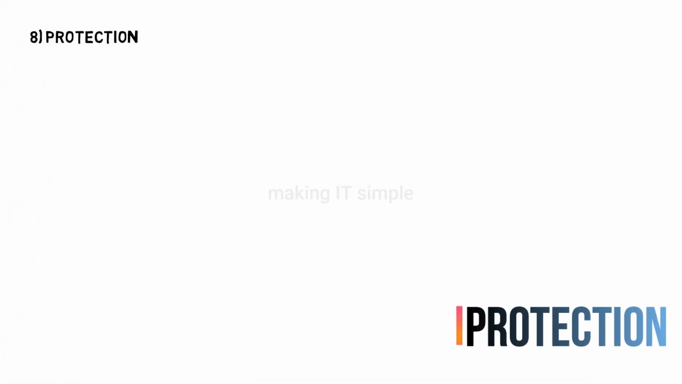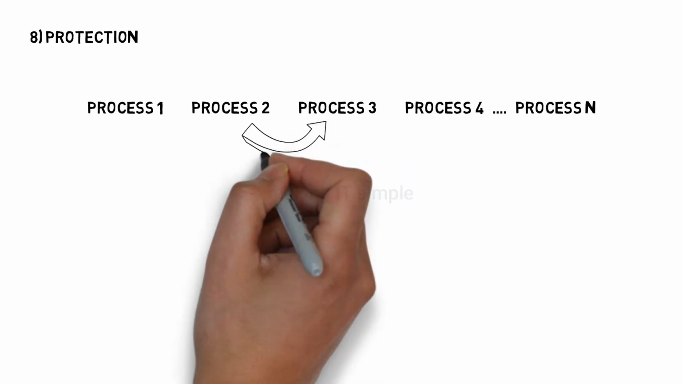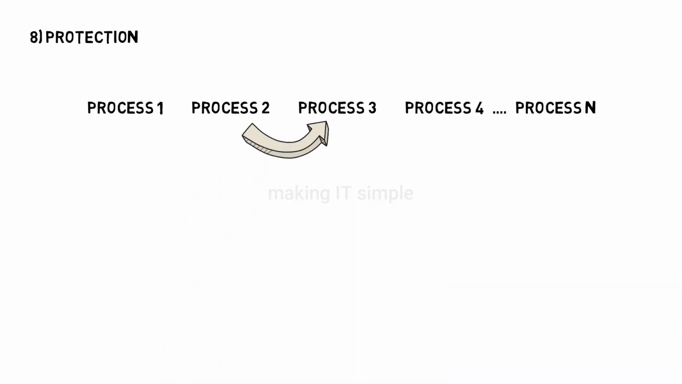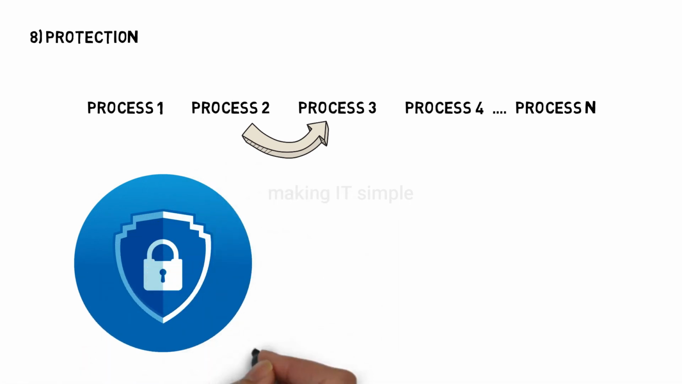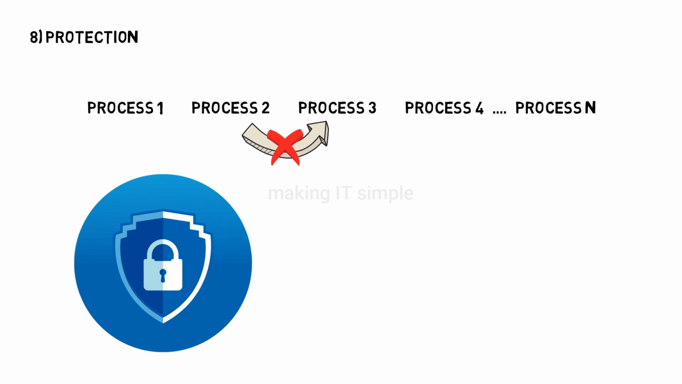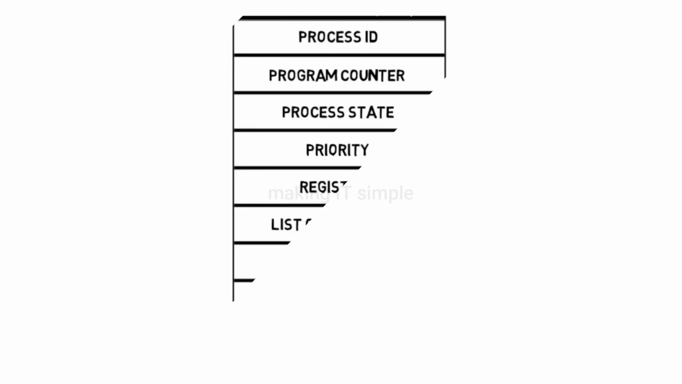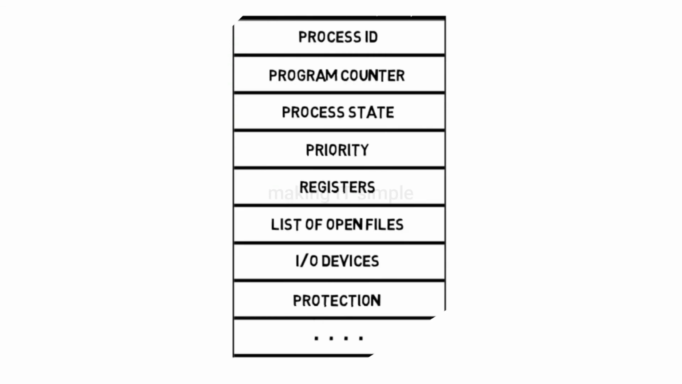Next one is protection. As there are multiple processes present, we don't want any process to interfere in another process. Each process needs to be secured. To avoid interference between processes, there is protection present in the process control block. So we have covered all attributes present in PCB. As the operating system creates the PCB, depending on different operating systems, there can be different attributes present in PCB.